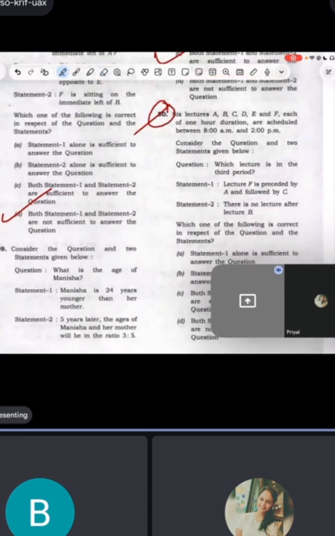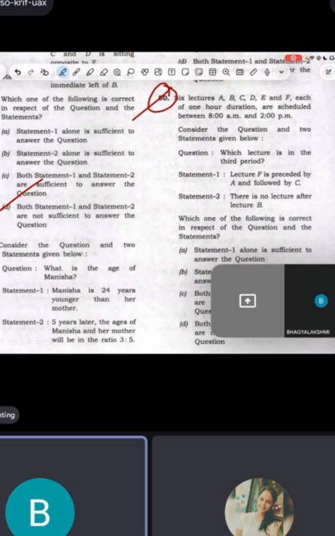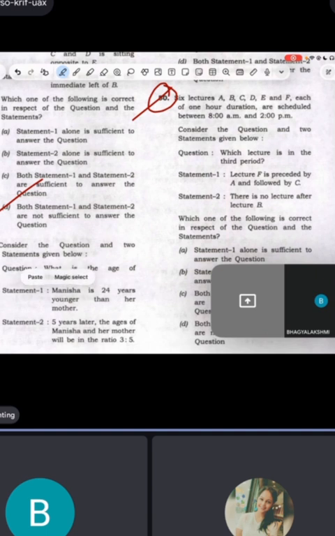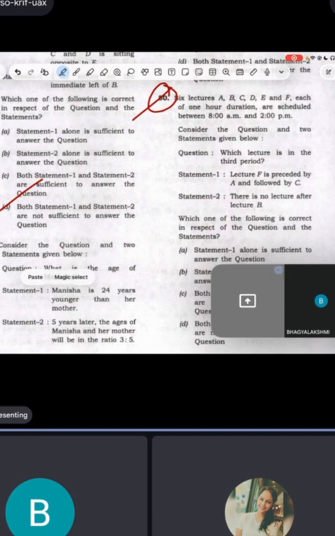Read this question, number 50. Six lectures A, B, C, D, E, F, each of 1 hour duration, are scheduled between 8 a.m. and 2 p.m. Consider the question and two statements given below. Which lecture is in the third period? Statement 1: Lecture F is preceded by A and followed by C, and there is no lecture after lecture B. Again, guys, this is a data sufficiency question.